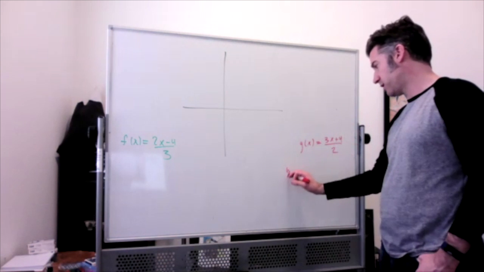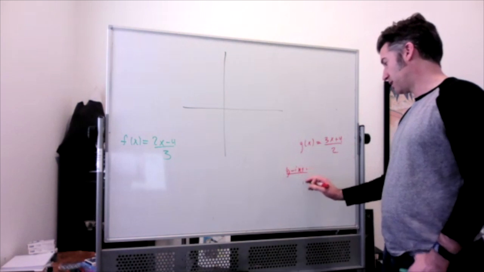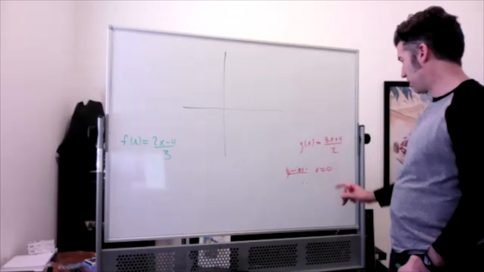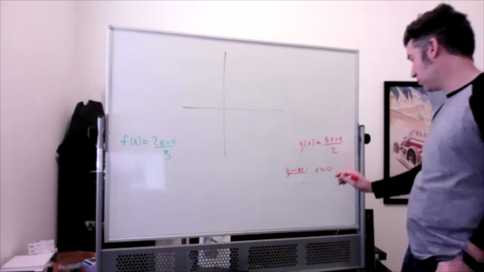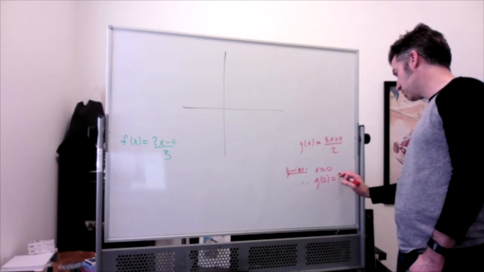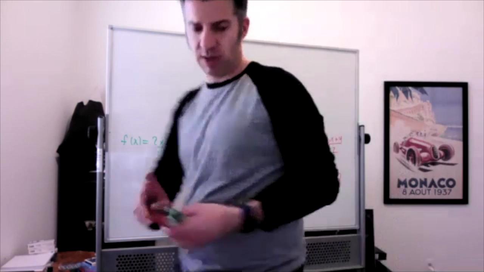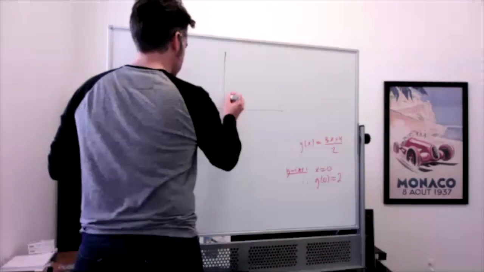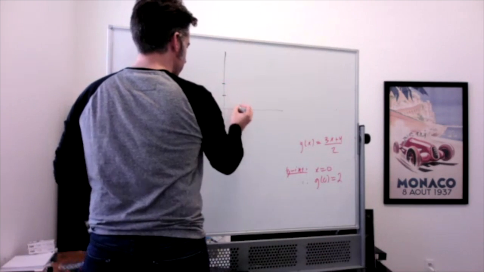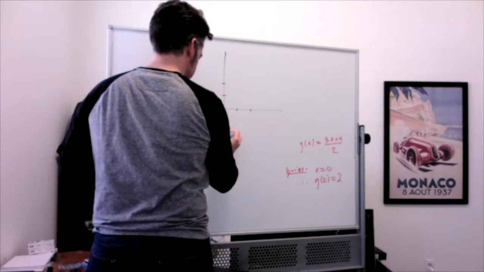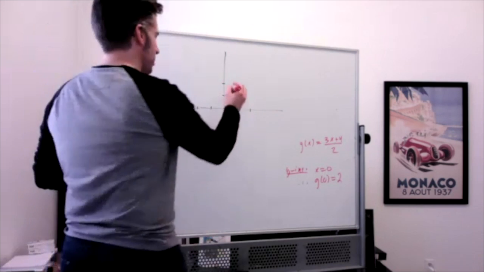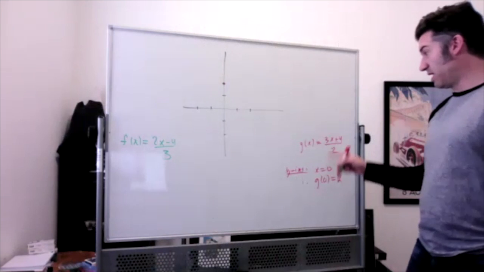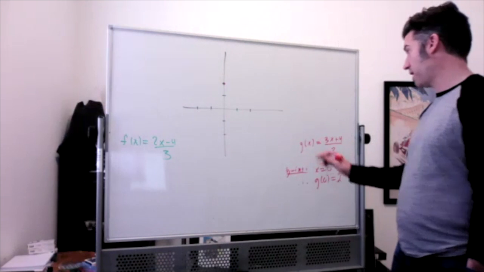So the y-intercept is at x equal to 0. If x is 0, I get 0 plus 4, which is 4. 4 divided by 2 is 2. So g of 0 is 2. So I get the point (0, 2), and I should be extra careful here, make sure that things are fairly precise.